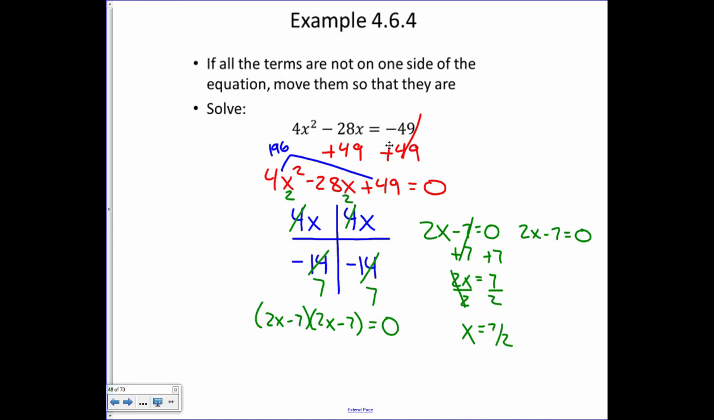This is one of the rare occasions when a quadratic equation only has one solution. And it's because you have two solutions, but both solutions are the same. Notice also that this trinomial that we factored was a perfect square trinomial. And that's why we wound up with the same answer twice at the bottom.